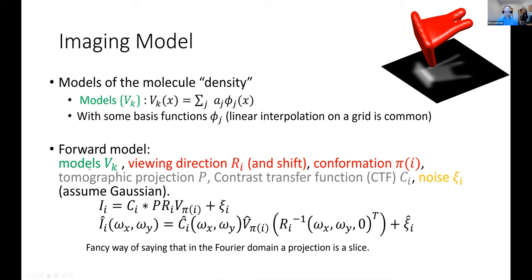And we have a forward model that takes this three-dimensional structure, and for each one of the images, it involves choosing one of these structures, rotating it, and maybe shifting it around, and projecting it to two dimensions. There are additional things, like some kind of filter that's applied to it, that isn't very important for us now. And of course, there's a lot of noise. So we have a forward model for generating an image.